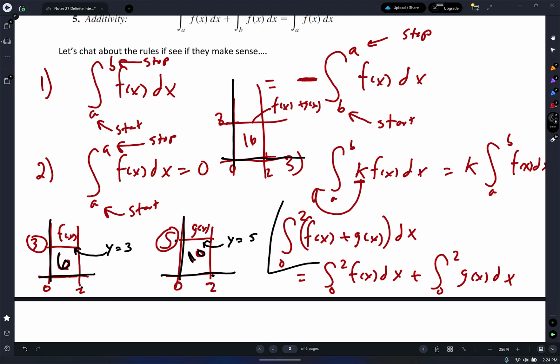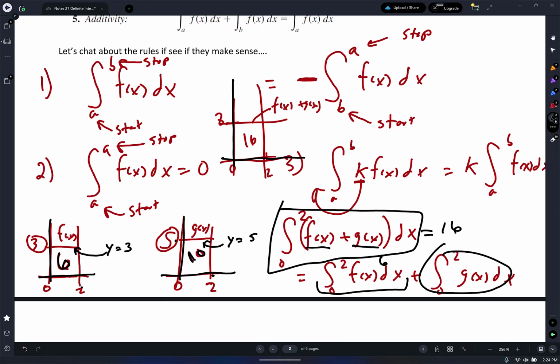So this guy right here, I'm just adding f of x plus g of x. According to this rule, 10 plus 6 is 16. So this little integral right here was a 6, this little integral right here was a 10, and 6 plus 10 was 16. And then can I do it as one integral? Yeah. The function f of x plus g of x is, well, what's 5 plus 3? 8. You can call it h of x if you want. If I were to graph just 8 from 0 to 2, notice you still get that number 16. Do you guys see that?